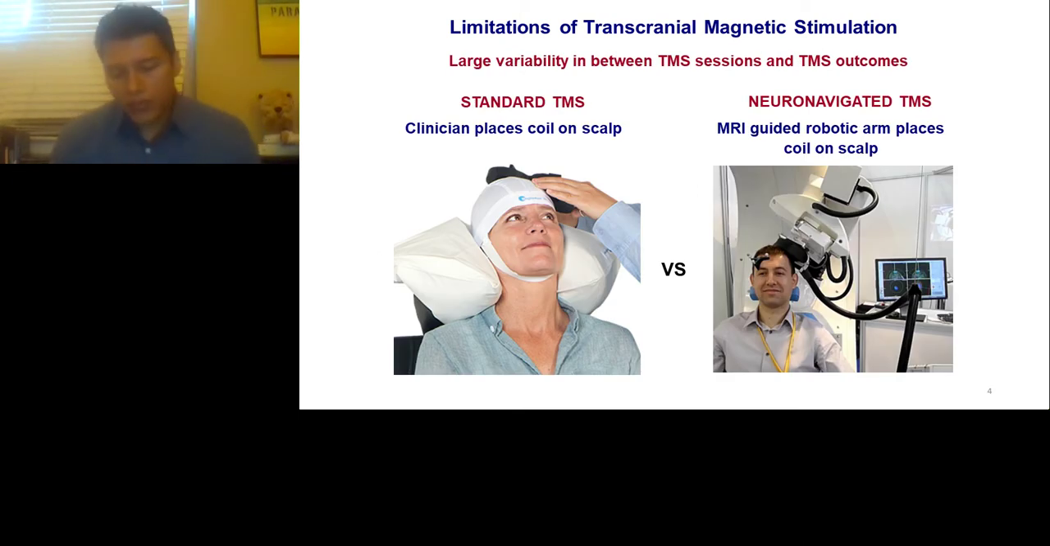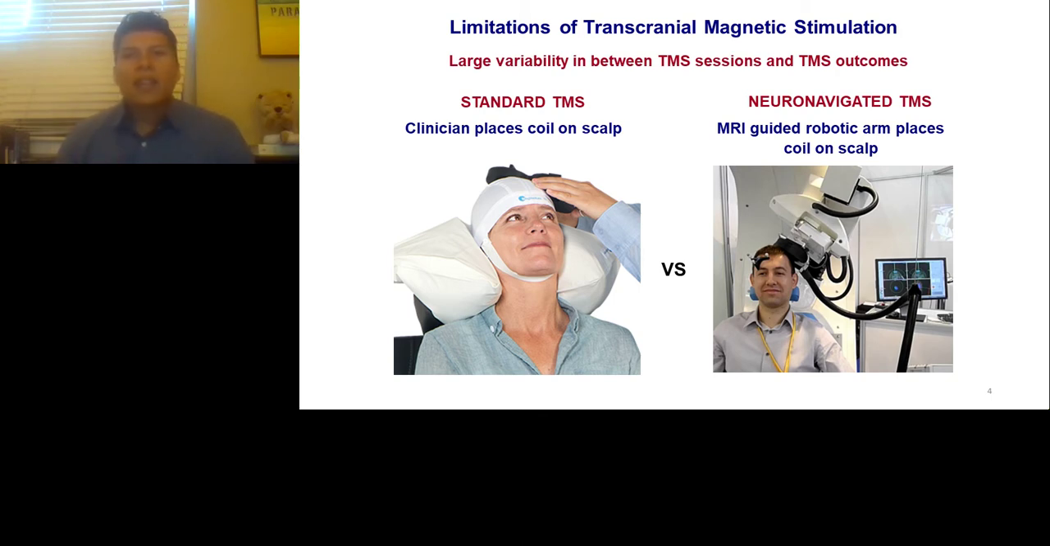So another limitation of transcranial magnetic stimulation is that there's a lot of variability in between TMS sessions, and this results in variability in the TMS outcomes. And so the variability in the TMS outcomes could be caused by coil placement error and suboptimal placement of the coil on the scalp. So currently in a clinical setting, a cap is placed on the head, and the cap has markers where the coils should reside. These markings might not be directly on their targeted neural sites, or there can be operator error, which causes variation in the TMS-induced electric fields.